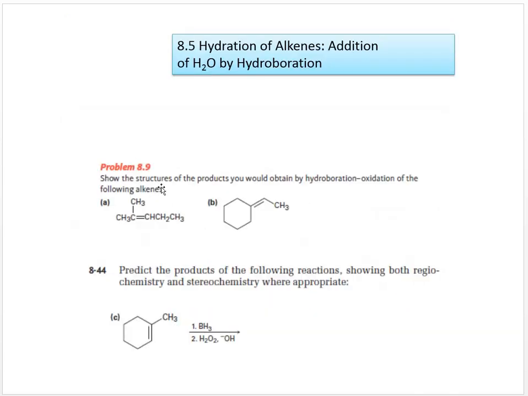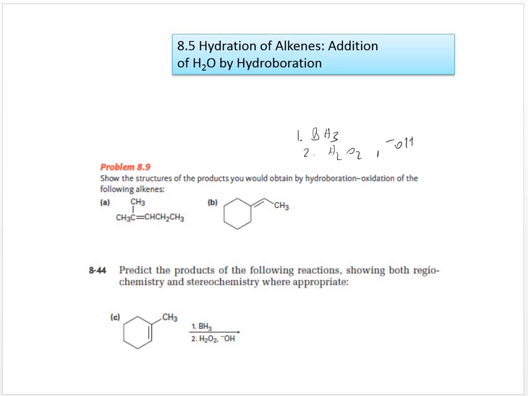Let's move to some exercises. We will solve two exercises. Let's look at the first one. Show the structures of the products you would obtain by hydroboration oxidation of the following alkenes. Let's look again at what the rules for hydroboration oxidation are. If you see BH3 in the first step, and in the second step hydrogen peroxide and a base, hydroxide, let's say, what you will end up with is an alcohol, the non-Markovnikov product, with syn addition of H and OH.